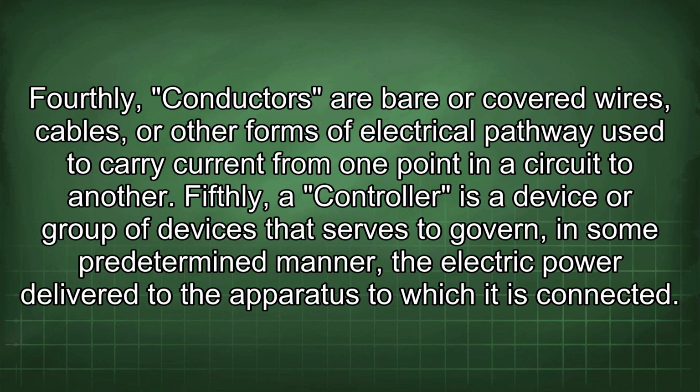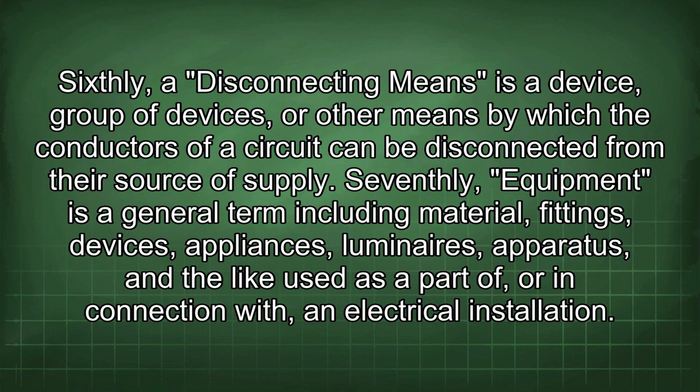Fourthly, conductors are bare or covered wires, cables, or other forms of electrical pathway used to carry current from one point in a circuit to another. Fifthly, a controller is a device or group of devices that serves to govern, in some predetermined manner, the electric power delivered to the apparatus to which it is connected. Sixthly, a disconnecting means is a device, group of devices, or other means by which the conductors of a circuit can be disconnected from their source of supply. Seventhly, equipment is a general term including material, fittings, devices, appliances, luminaires, apparatus, and the like used as a part of, or in connection with, an electrical installation.